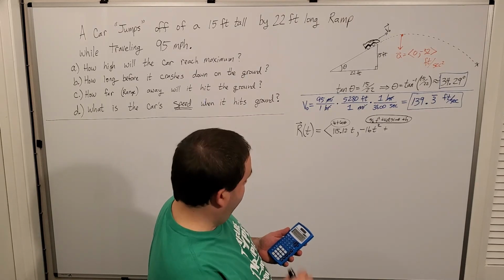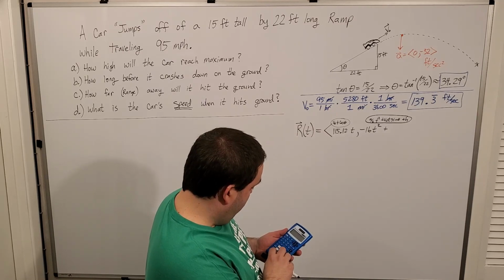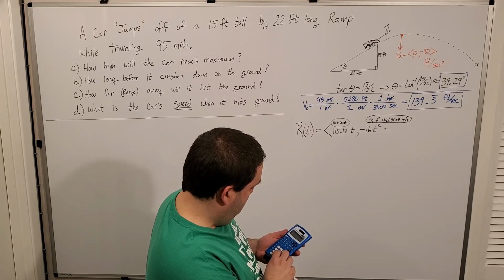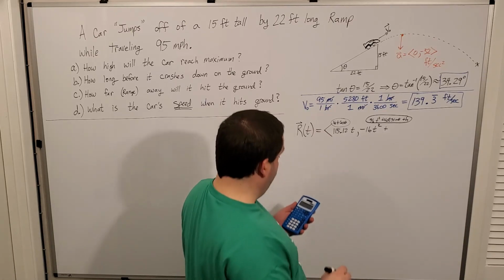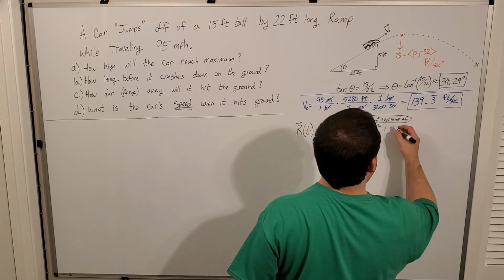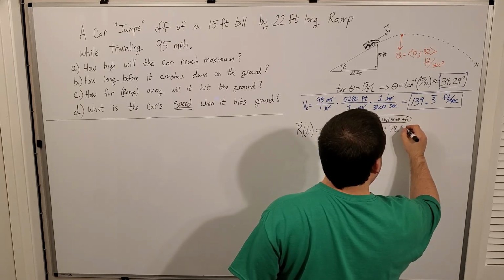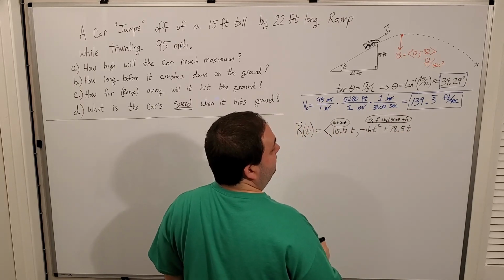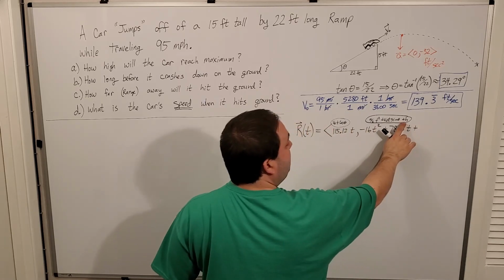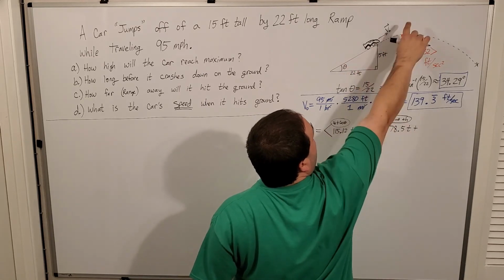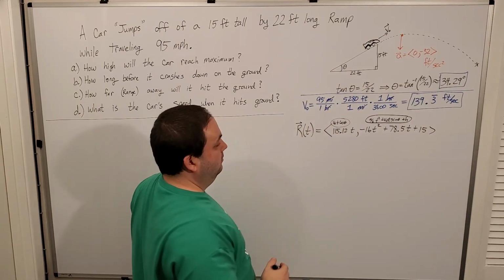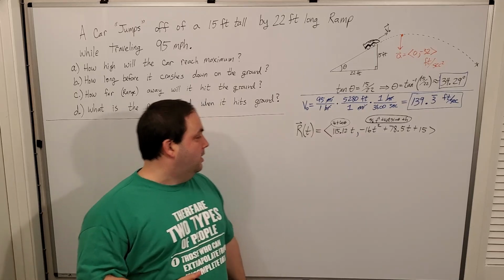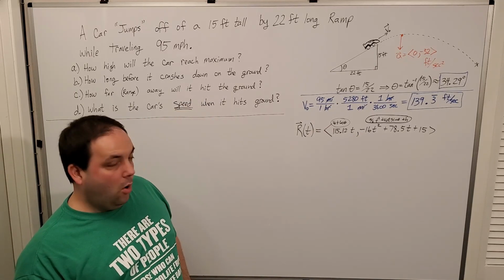78.5. Let's double check that. Sine 34.29. Yeah, 78.5 times t, plus the original height, which after he leaves the ramp is 15 feet. So plus 15. Okay, so I've got my original function here, the r of t.